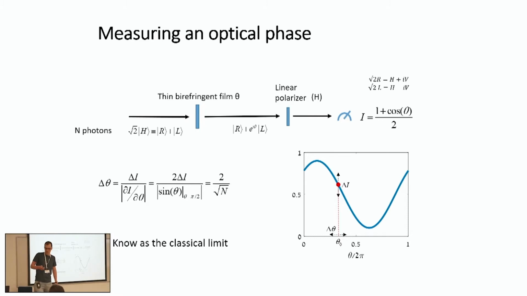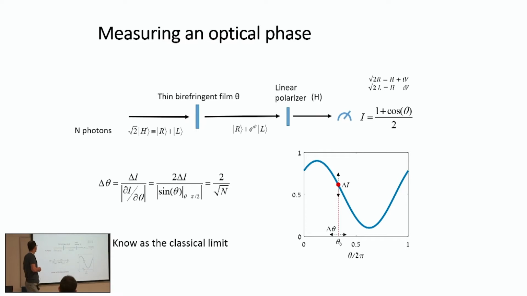What do I mean by optical phase? So consider a thin birefringent film that acts differently on different polarization components that are passing through it. So we are working in the circular polarization basis, where R and L denote the right-handed and left-handed circular polarizations. And assume that this film adds a phase of theta to the L component relative to the R component.